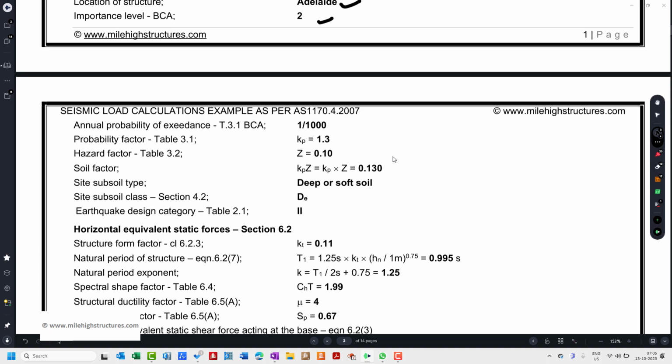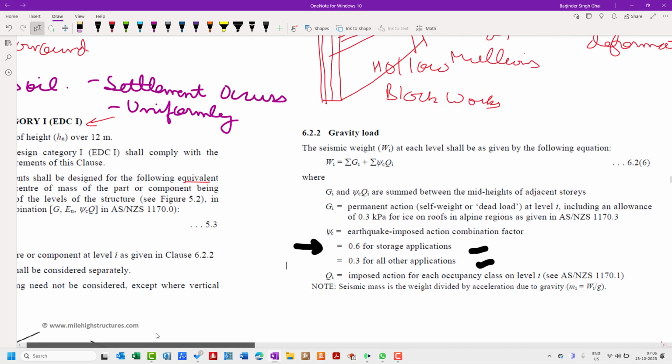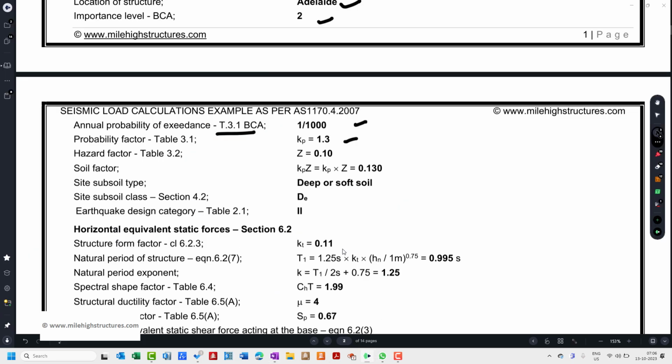Annual probability of exceedance can be taken as per the Building Code of Australia table 3.1 as 1 by 1000. So the probability factor Kp, that we have already discussed, we can take as per the annual probability of exceedance. Let us go to that particular table. Here we can see that for the annual probability of exceedance of 1 in 1000, the probability factor Kp needs to be taken as 1.3. That is the value considered in this example.